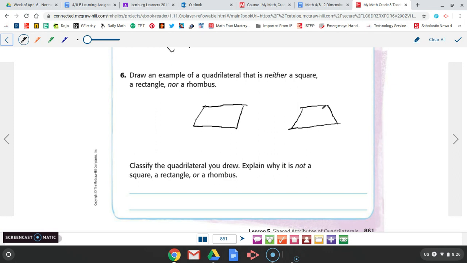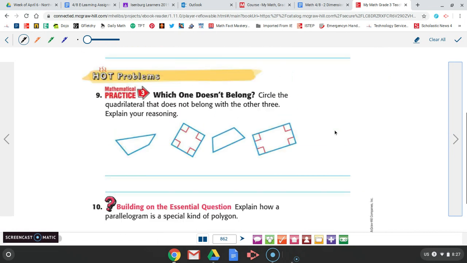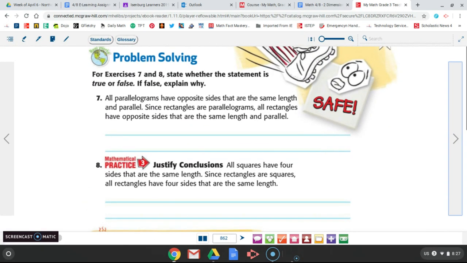The trapezoid is not a square because it doesn't have 4 equal sides. It's not a rectangle because it doesn't have 4 right angles. And it's not a rhombus because it doesn't have 4 equal sides. So that's how we can use those attributes to prove that the shape we're drawing is the shape we want it to be.